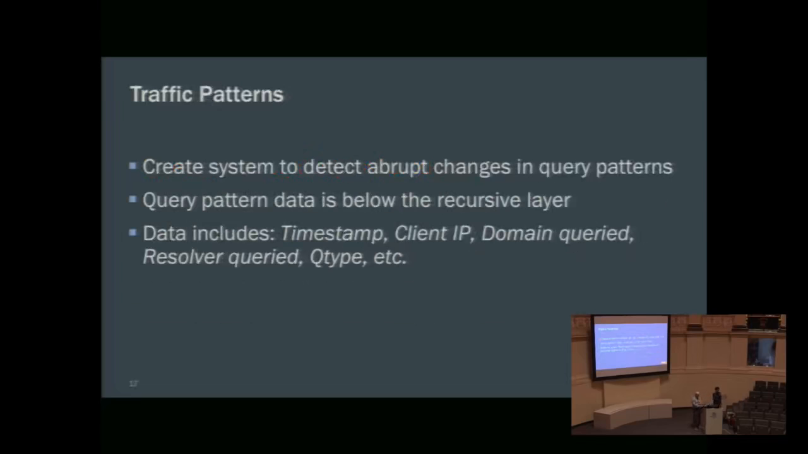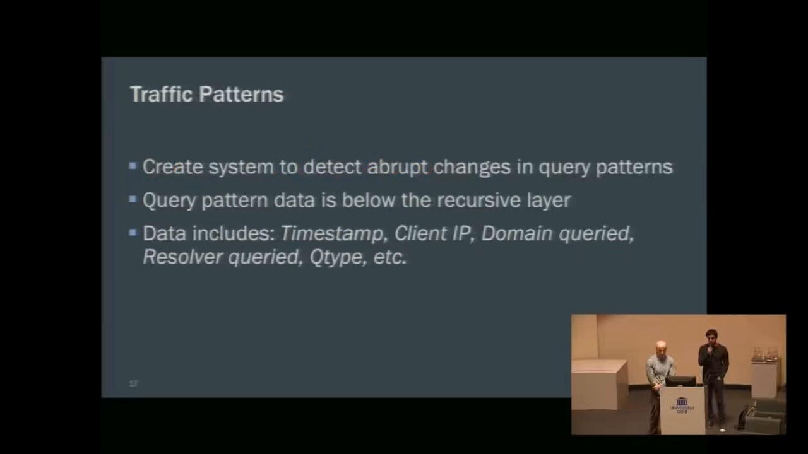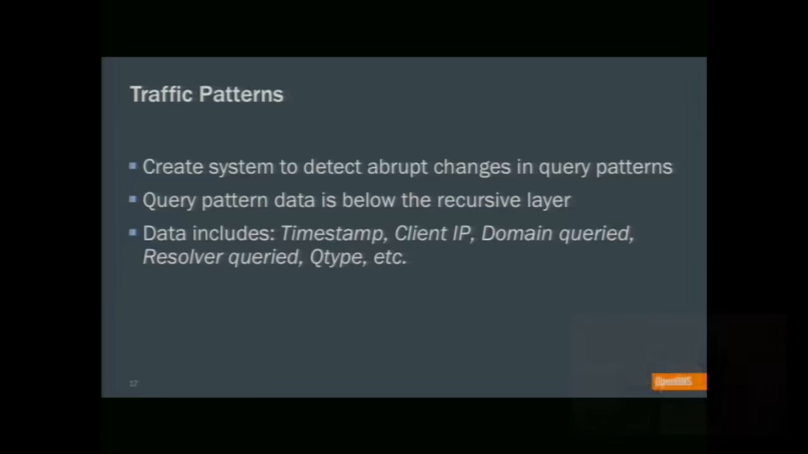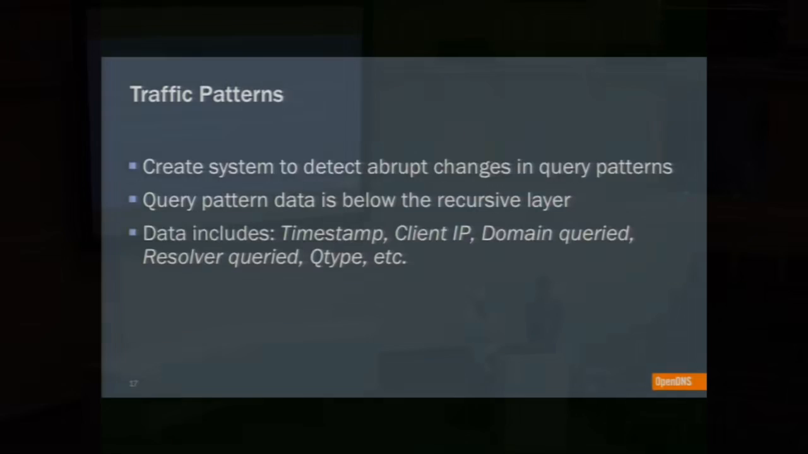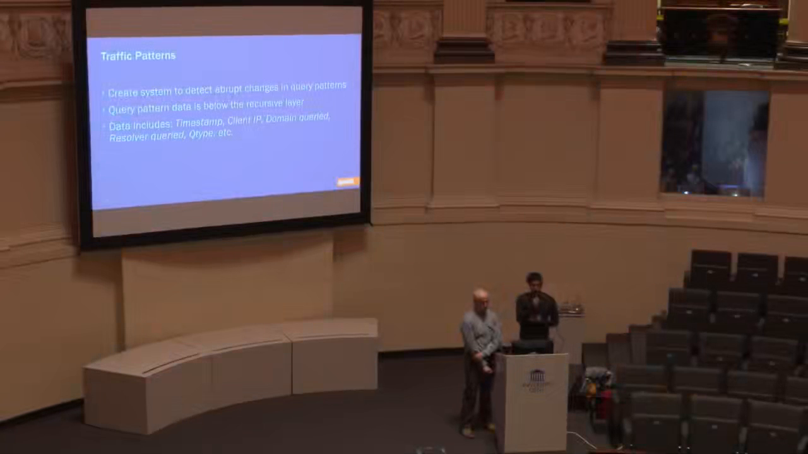So the general idea is that there can be significant changes in query patterns that could be correlated with malicious domains. And we're able to gather this data by looking at DNS traffic from below the recursive layer. This type of data contains 6 pieces of valuable information: a timestamp, a client IP, the domain queried by the client, the resolver queried, which gives us a geographical location, as well as the query type, or QTYPE.